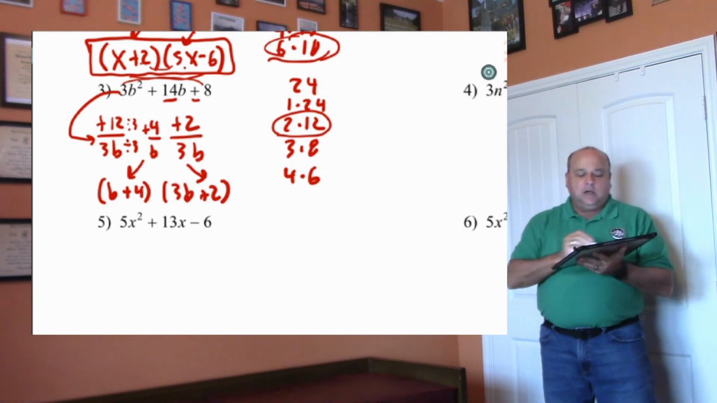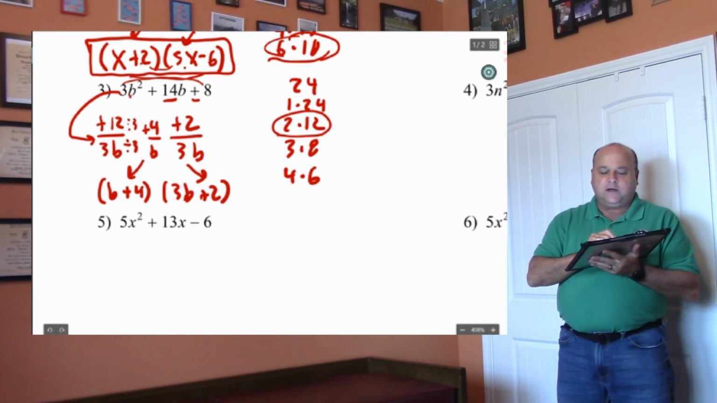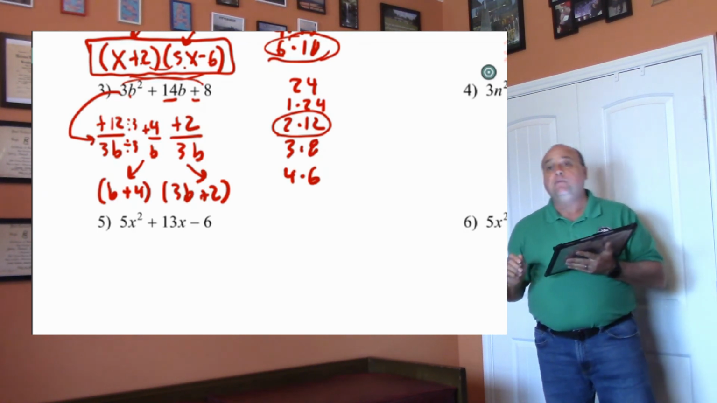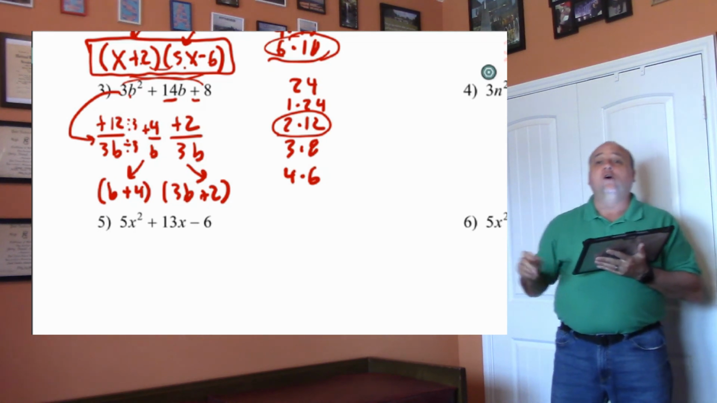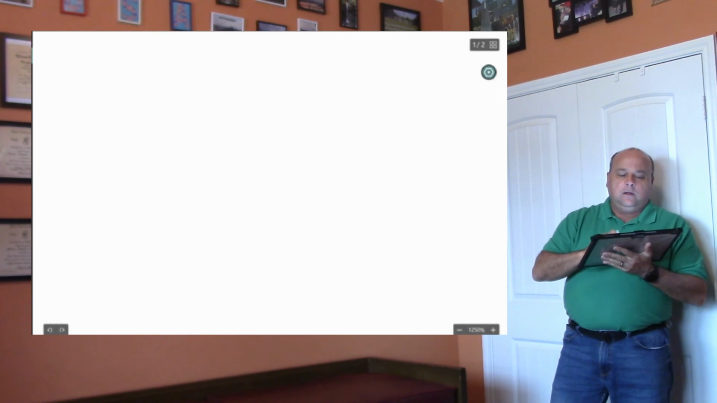More power. Okay, so b times 3b is 3b squared. 4 times 2 is 8. My inside arch would be 12. My outside arch would be 2. 12 plus 2 is 14. That's more power. Let's keep going.